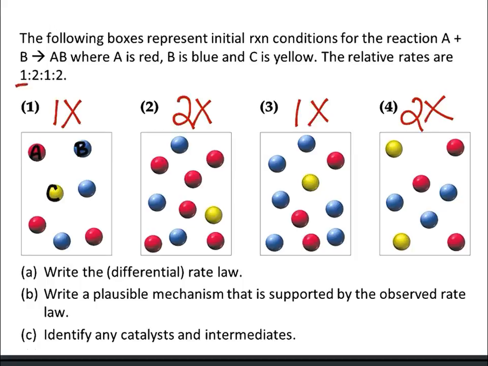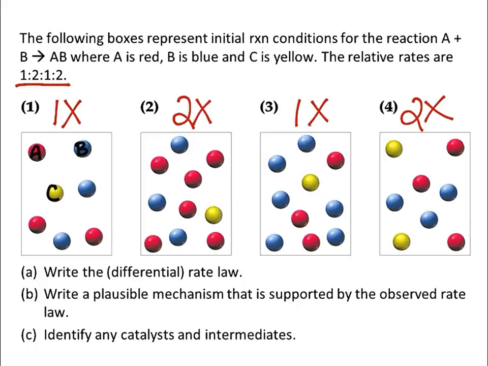And then we also have relative rates provided, 1 to 2 to 1 to 2, which means that if box 1's rate is considered some value, 1x, then by comparison, the second box results in a doubling of that rate, or 2x. Box 3 would have the same rate as box 1, so it's 1x. And box 4 would have double the rate of box 1, so it's 2x. And it would have the same rate as box 2. They're both 2x.